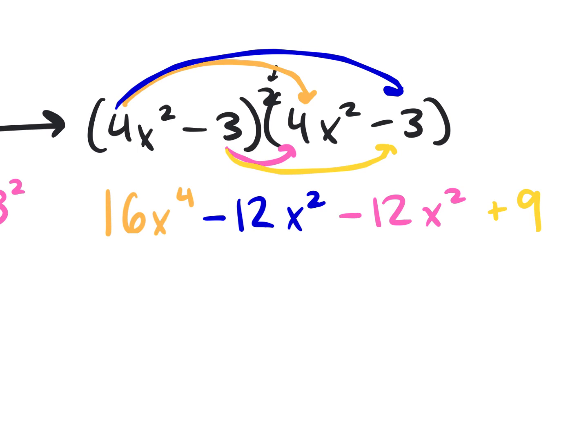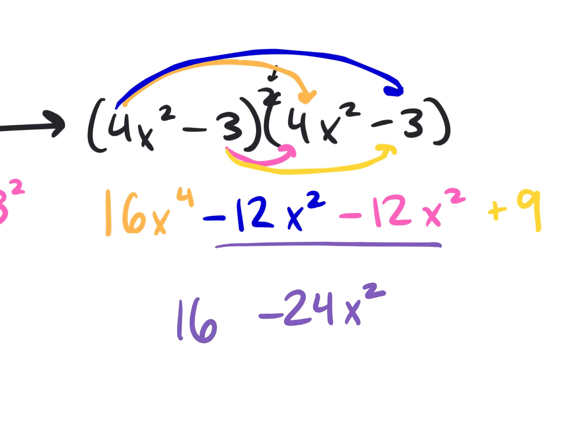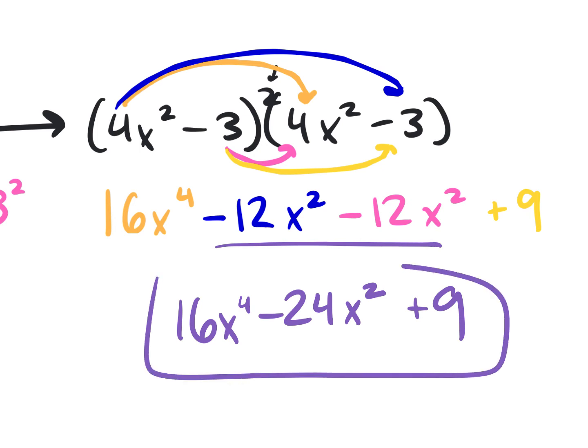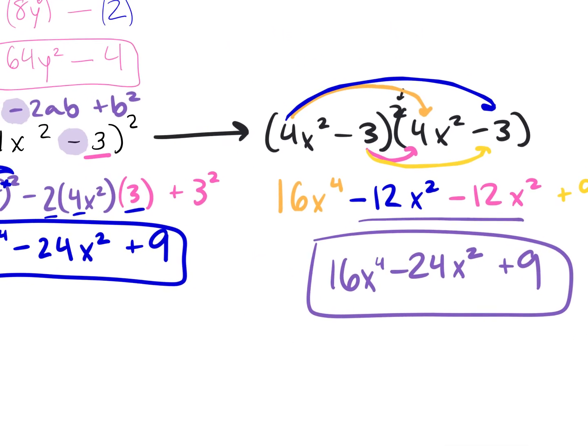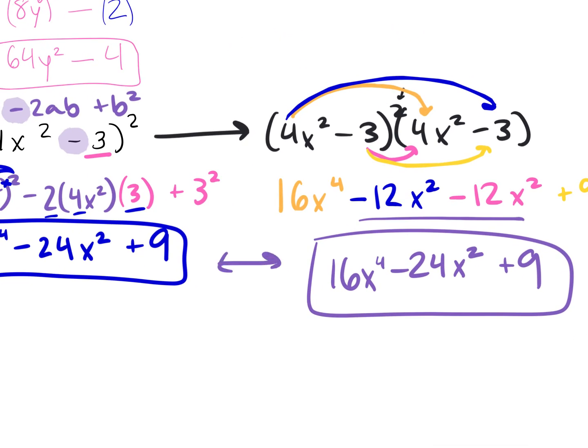And then do I have any like terms that I can combine here? What is negative 12 minus 12? Negative 24, and that x squared stays the same because I'm just adding them together. And then 16x to the fourth power and plus 9 stay the same also. So that is the same answer that I just got using the shortcut.